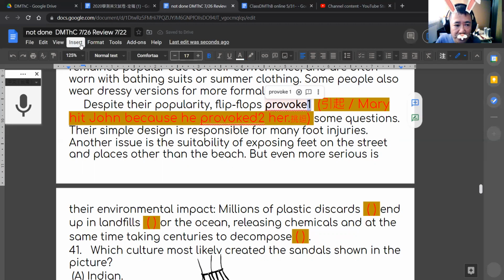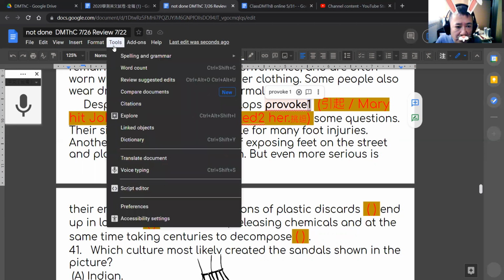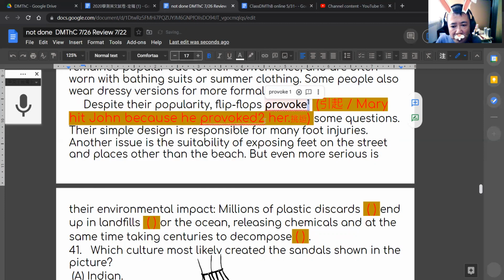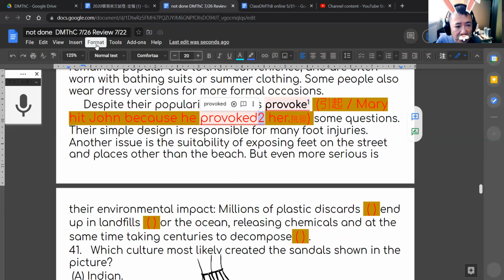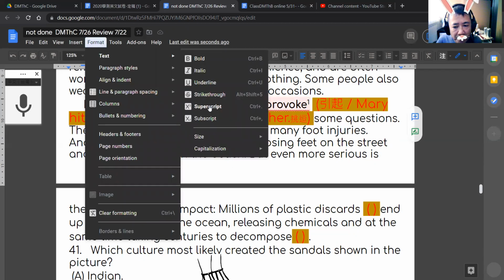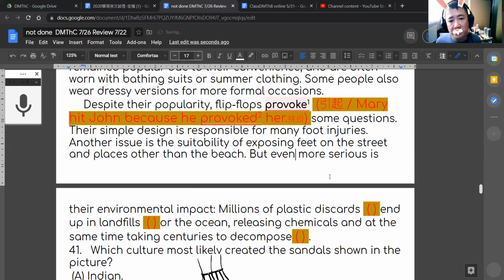Provoke 1 is to lead to questions. And provoke 2 is to goad someone into doing something. Okay, so there are two meanings of provoke, just like there are two meanings of commit that we will talk about when we review.